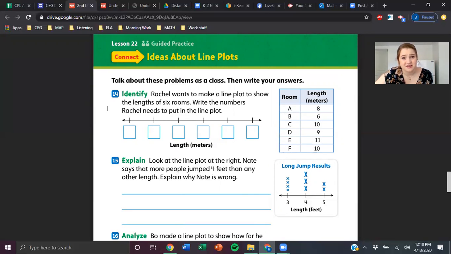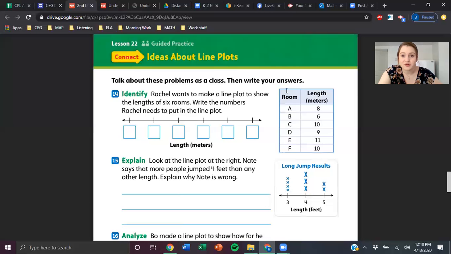Great job, you guys. That was a lot of work, and I'm sure you tried your very best. Let's look at number 14 together. It says, Rachel wants to make a line plot to show the lengths of 6 rooms. Write the numbers Rachel needs to put in the line plot. So what they want you to do is fill in these boxes.